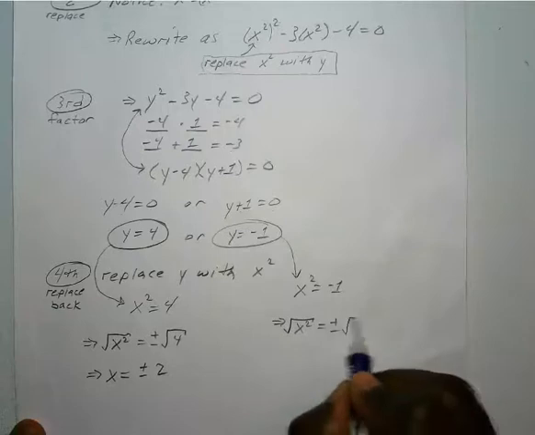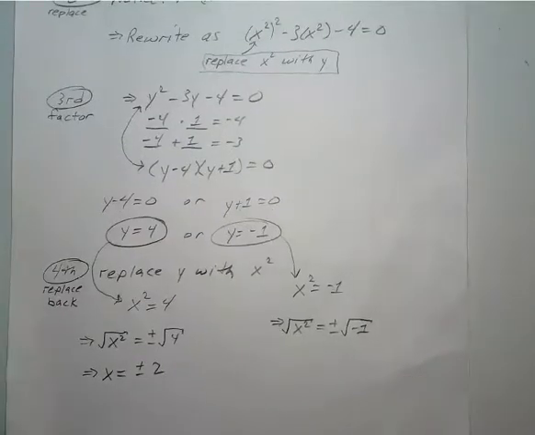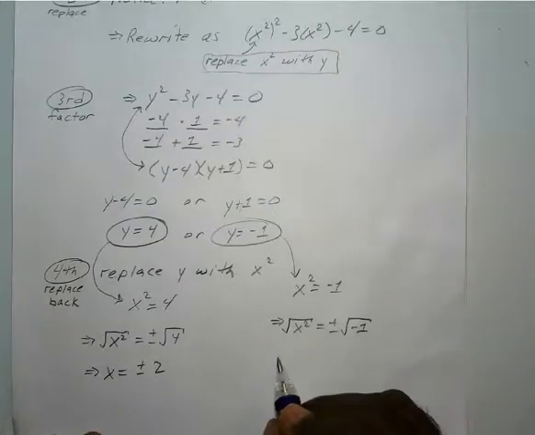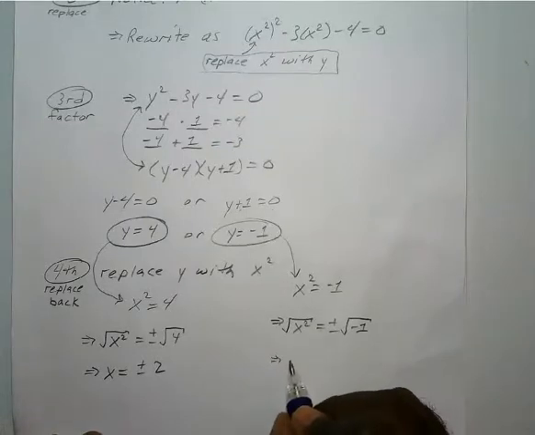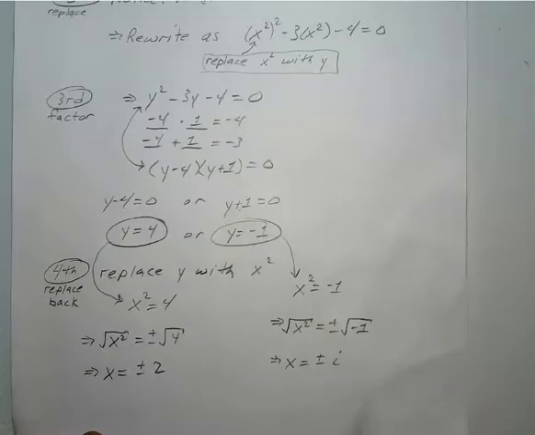Now on this side, if we square root both sides, we have square root of x squared equals plus or minus the square root of negative 1. Now remember, the square root of negative 1 is equal to i, since it's a complex number. So we end up with x equals plus or minus i.